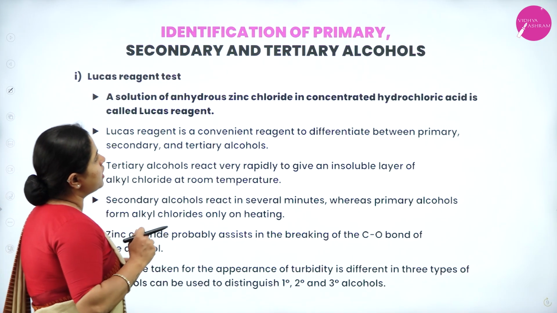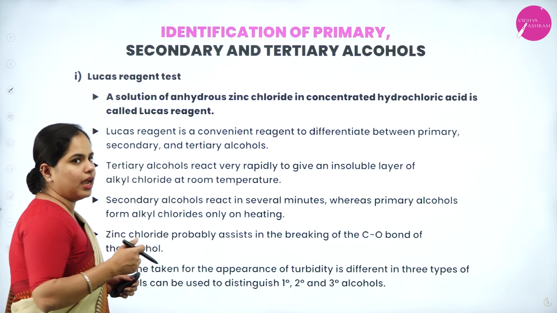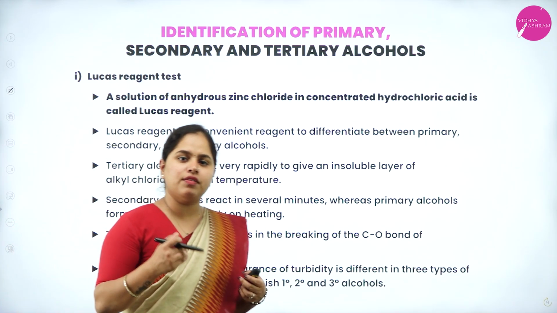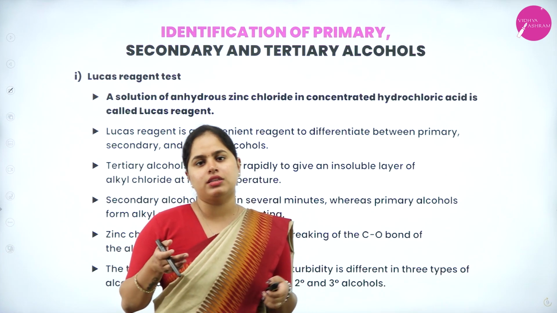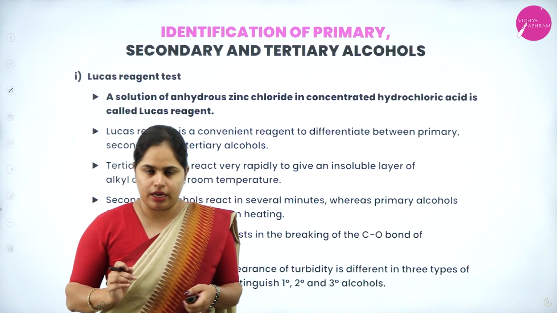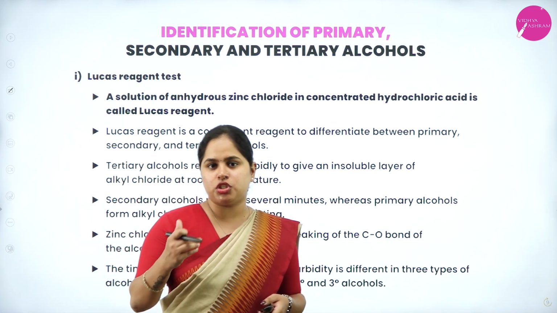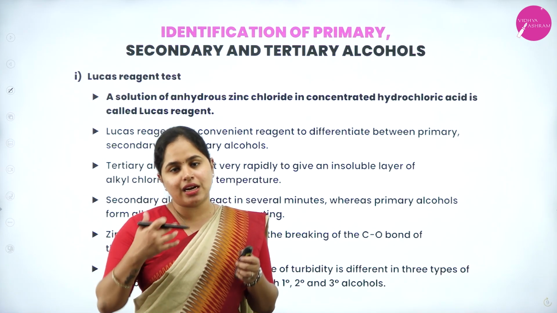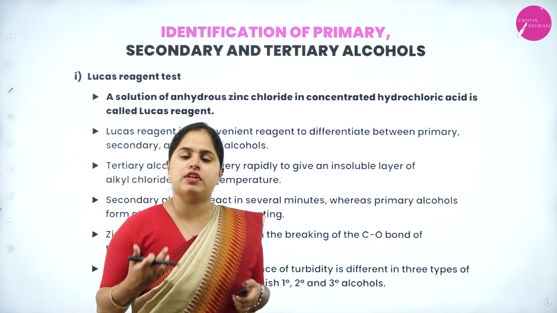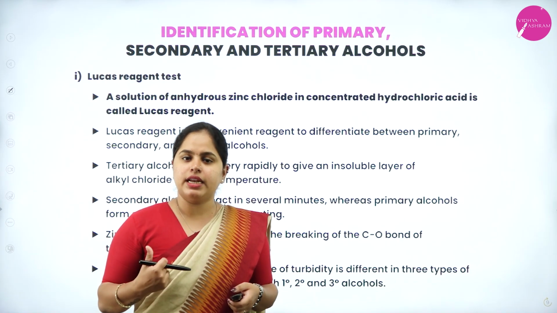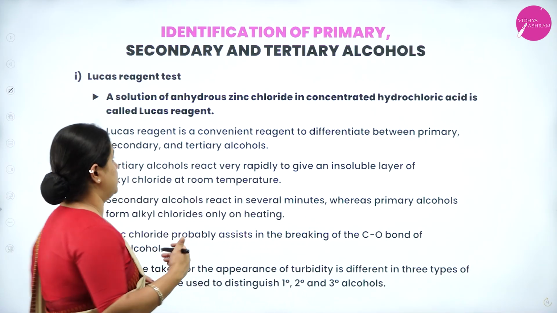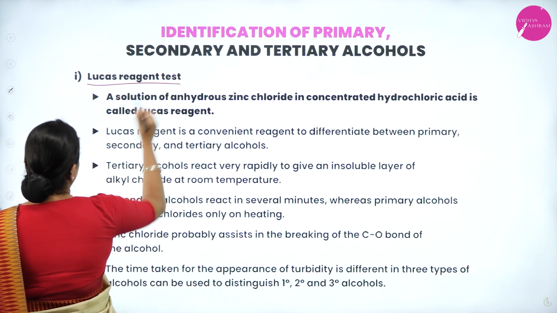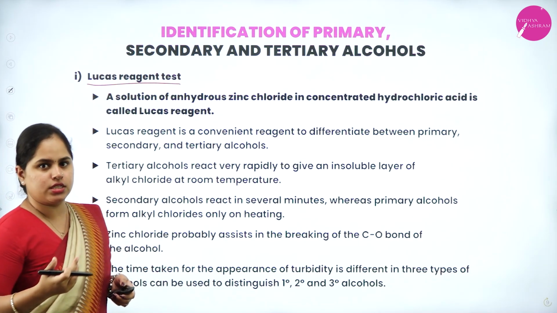Now, the next one is identification of primary, secondary and tertiary alcohol. So, if you are given an alcohol, how can you identify whether it is a primary alcohol, secondary alcohol or tertiary alcohol? So, there is a test which you can do. Based on the result that you are going to get, you can identify which it is. So, this is very important. The name of this test is Lucas test and the reagent that we are going to use is Lucas reagent.